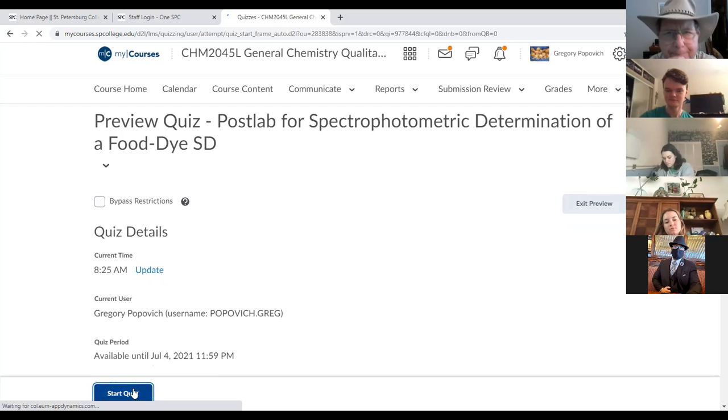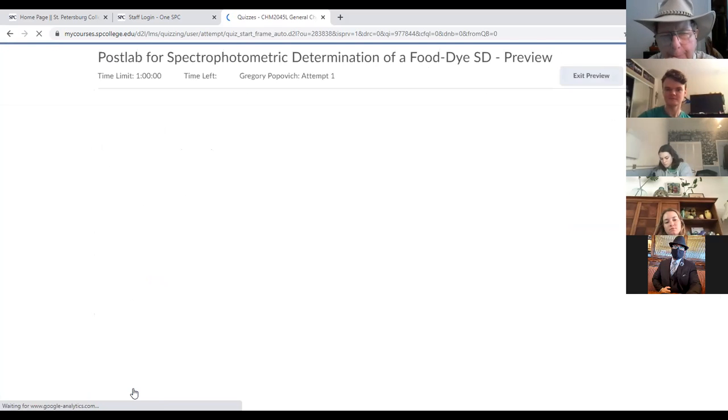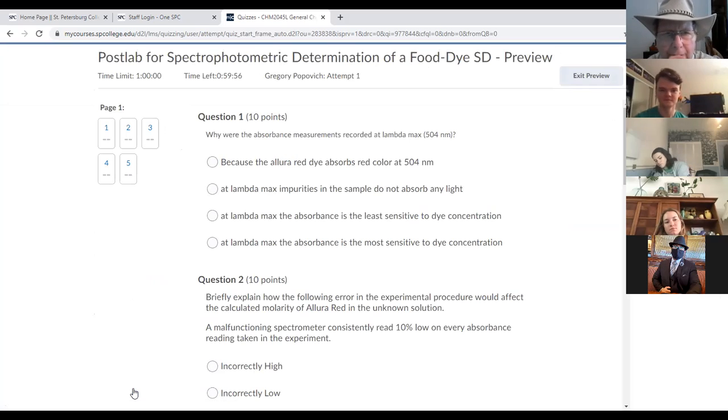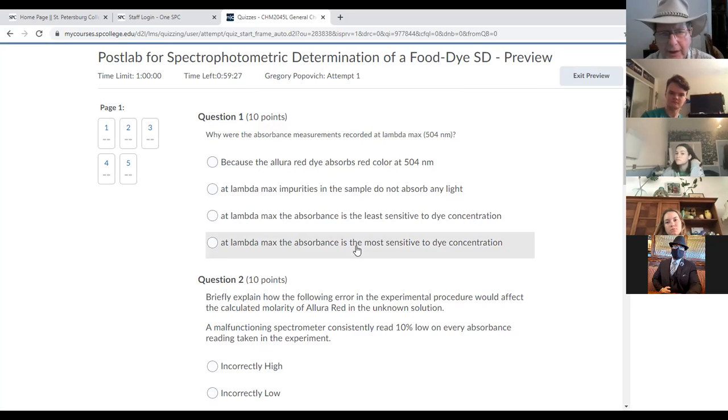Okay, the post lab is going to be up here in a second. Okay, read through the lab, figure out why you used the lambda max. The lambda max is the point in the absorbance pattern in which the peak has absorbed the most light. It wants you to explain why.